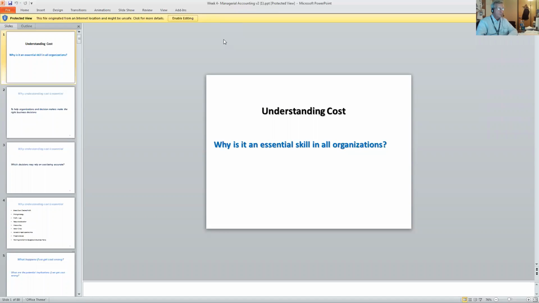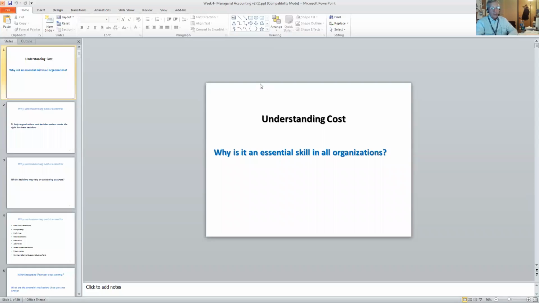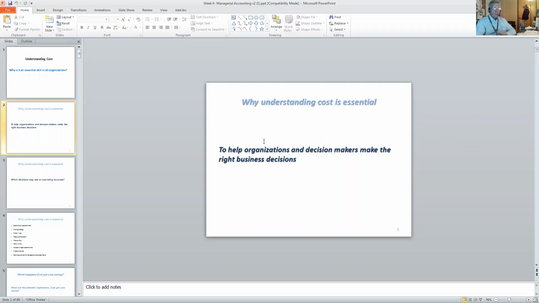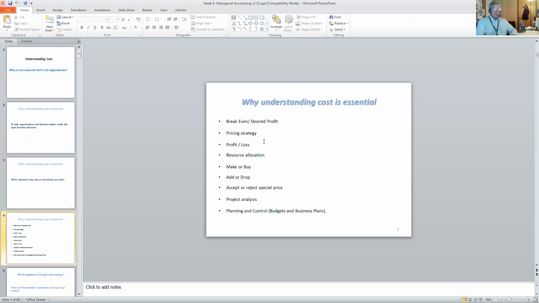Okay, so let me go through a few of the lecture slides, and the first thing we have to come to grips with is why understanding cost is essential in all organizations. As I flip through these slides, you'll see we're after the same objective, which is to help organizations and decision makers make the right business decisions, and which decisions rely on using cost as a basis. Every organization is a little different, but essentially if we look at this plethora of decision-making, break even, pricing strategies, profit or loss, make versus buy, add or drop a segment, etc., we can see that cost is an important element of many, many key decisions.